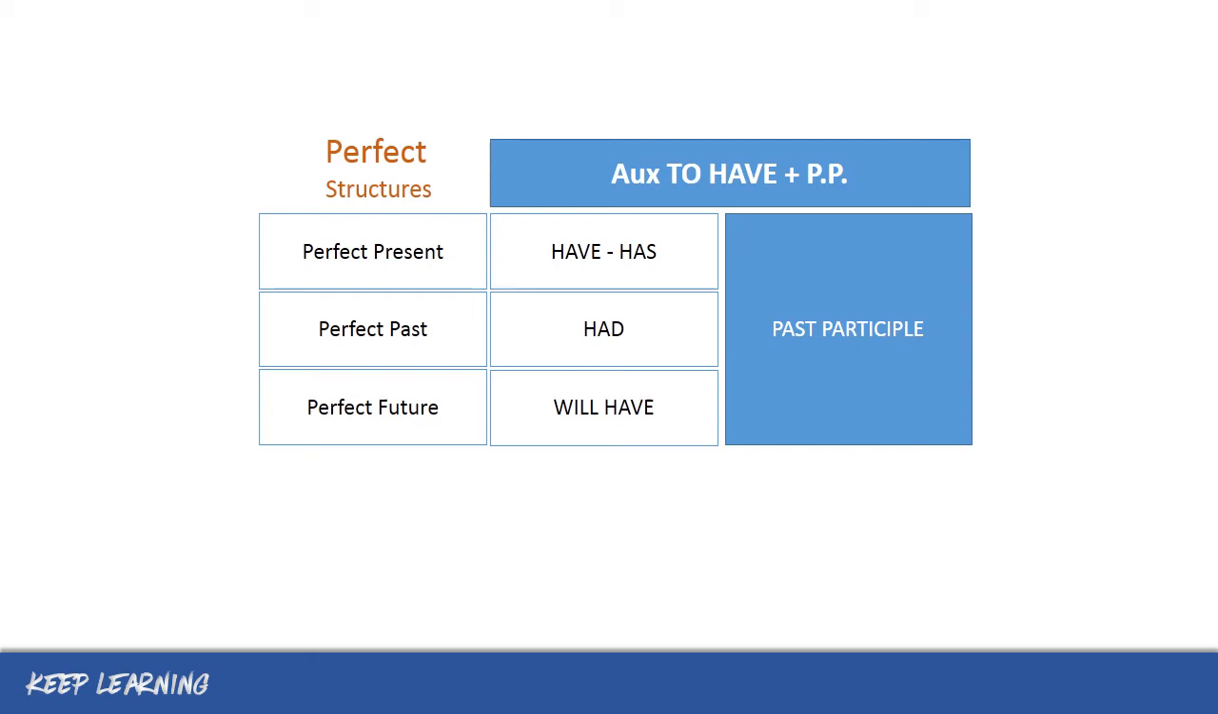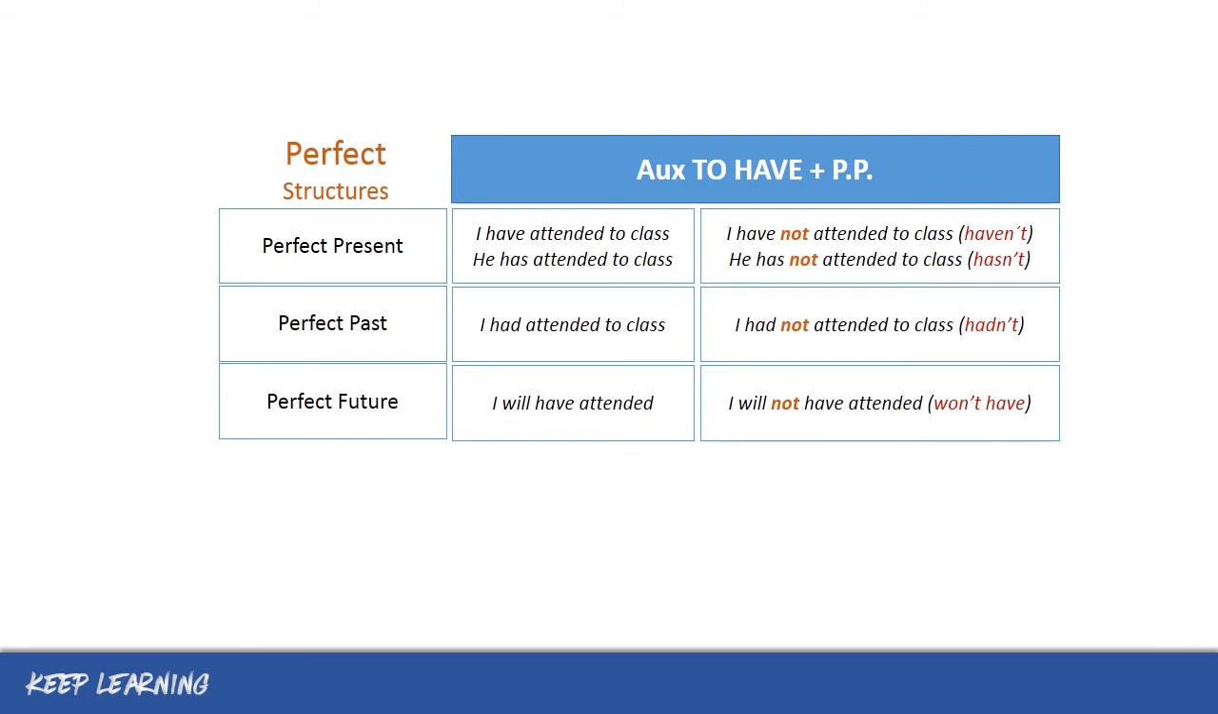Yo he trabajado, yo había trabajado, yo habré trabajado, yo he comido, yo he llevado, yo he dormido. Ado, ido, which is Spanish, right? The past participle is the third column that you are learning in the verbs. That's the form that you have to use. So let's see, because in the perfect present you may say something like this. I have attended to class. Yo he asistido. Or for the third person, he has attended to class. Él ha atendido, right? That's what you have.